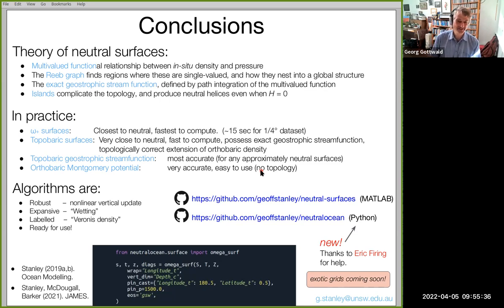Well, thank you very much, Geoff. That was a fantastic talk and very interesting and beautifully presented. Lots of stuff in there. I'm sure there are questions. Anyone? There's a question by Stephen Griffiths.